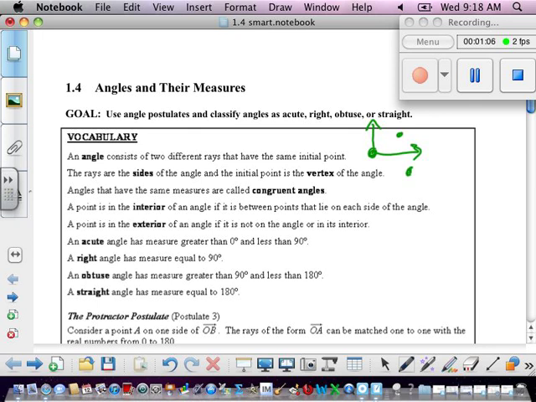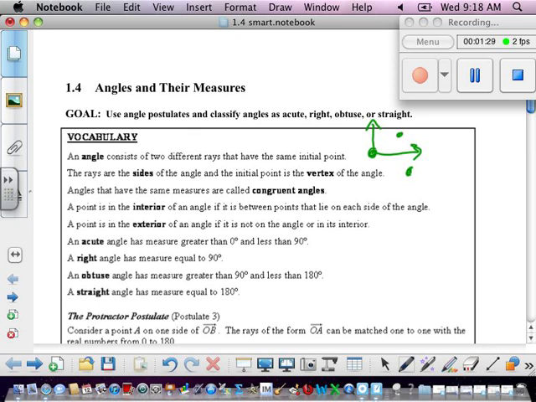Okay. An acute angle, it's cute. It's between 0 and 90. A right angle is 90 degrees. It looks like an L. An obtuse angle is greater than 90 degrees. Obtuse, it's like obese, it's fat. It's bigger than 90 and less than 180. And a straight angle is 180.